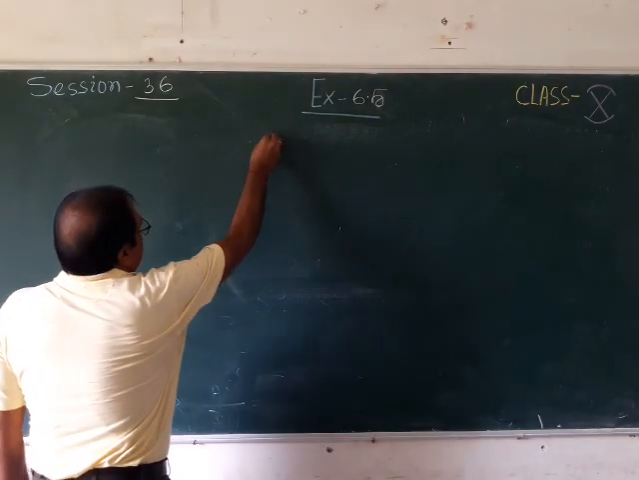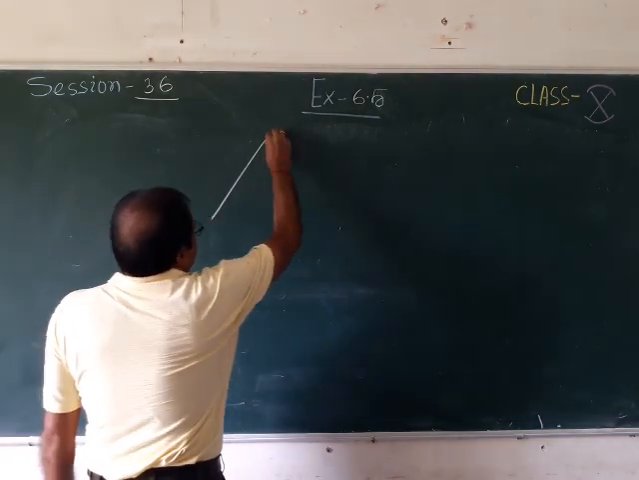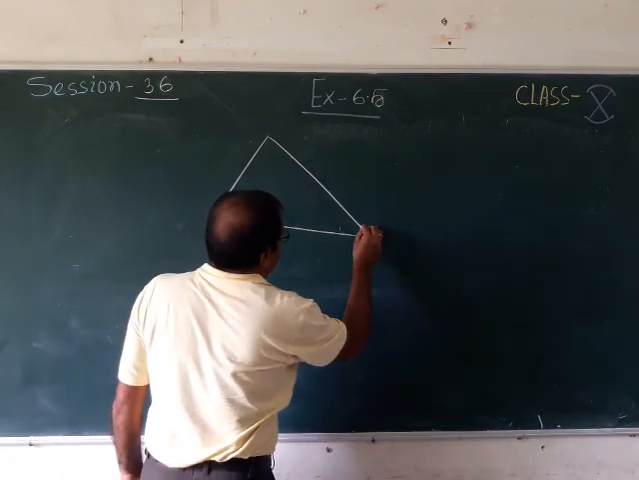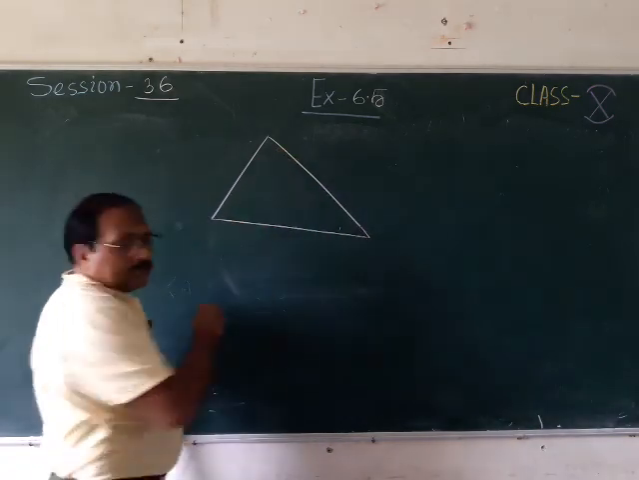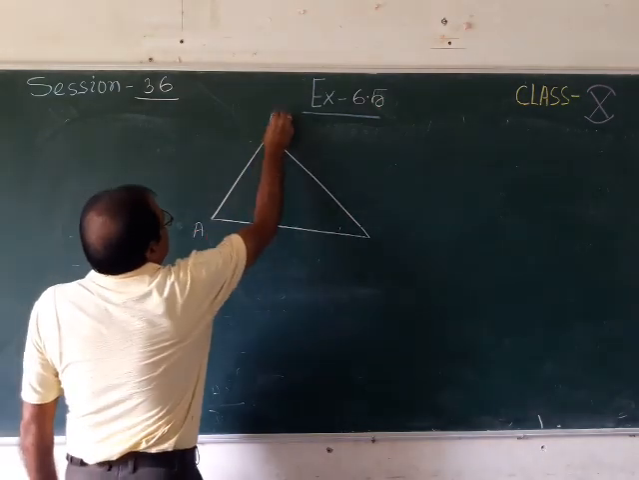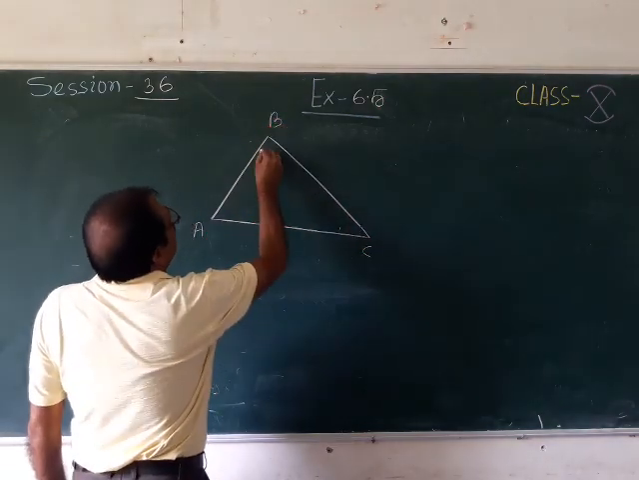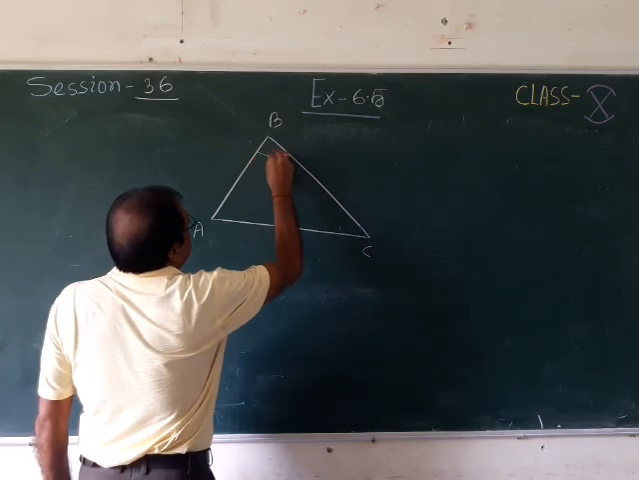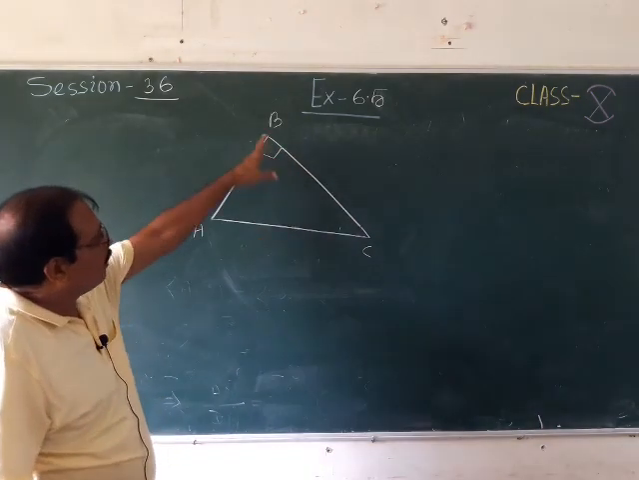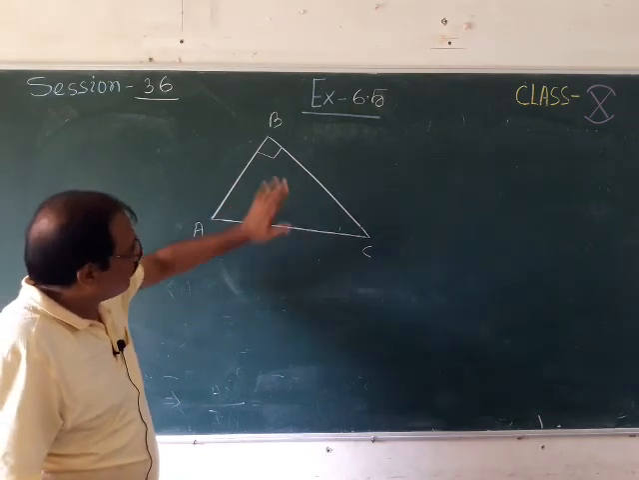Suppose you are having a right angle triangle. Here, look at this figure, what I am going to talk about today. The name of this triangle is ABC. I am writing here A, here B and here C. Suppose this angle is a right angle. This time I have taken the right angle at point B, due to some reason.